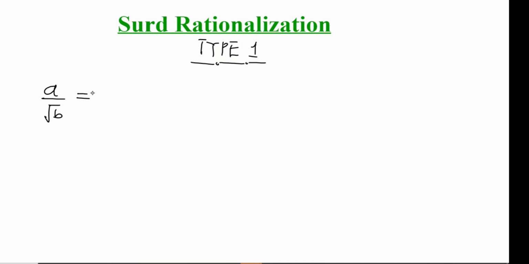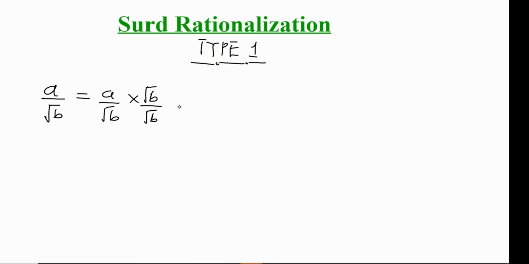Here we write the fraction given to us as a over square root of b, and to rationalize this, we have to multiply both the numerator and denominator of this fraction by the denominator of the fraction. So we multiply both by square root of b, that is, we multiply here by square root of b and also multiply here by square root of b. This is what we mean by rationalizing the denominator of a surd.